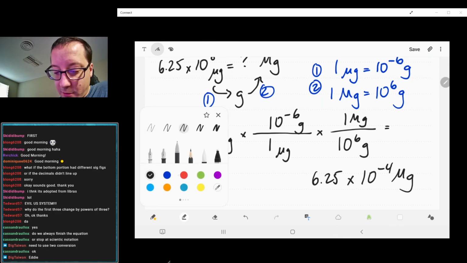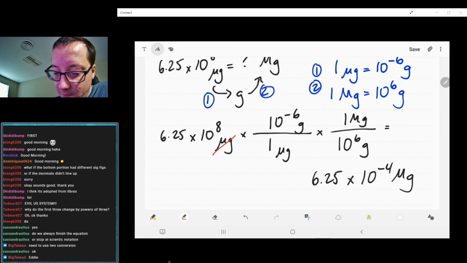Let's double check, by the way, that our units have canceled out. Yep, we have micrograms canceling. We have grams canceling. We're left with megagrams, which was what we were looking for. Thankfully for us, the numbers don't change. We just are changing our exponent. And so it makes it easy, right?